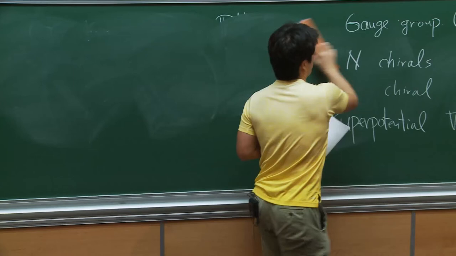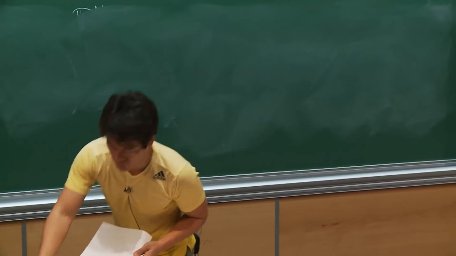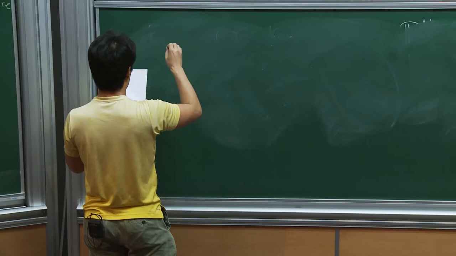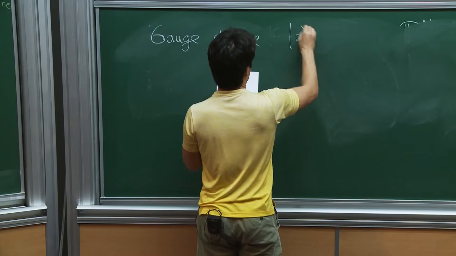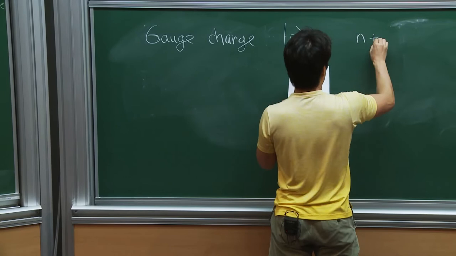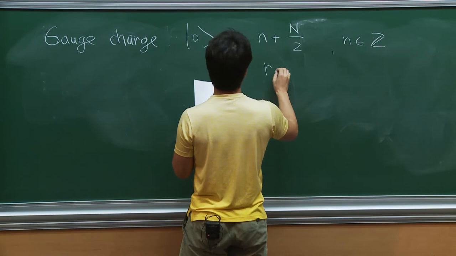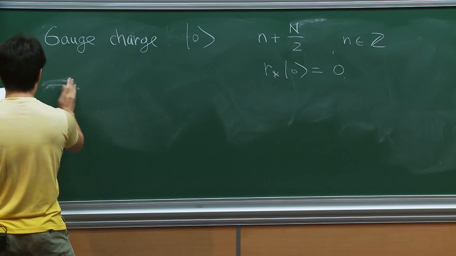Now I want to compute the partition function, but in order to really complete the specification of the matrix factorization, I need to choose the gauge charge and the R charge of the vacuum. Let me choose the gauge charge of the vacuum to be little n plus capital N over 2, where little n is an integer. And let me assume that the R charge of the vacuum is 0. Then the claim of Herbst.